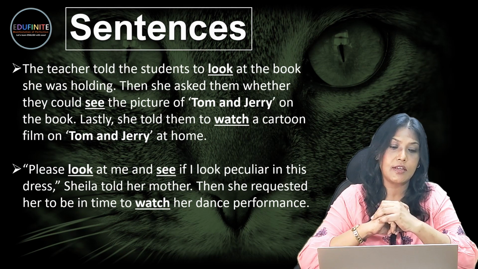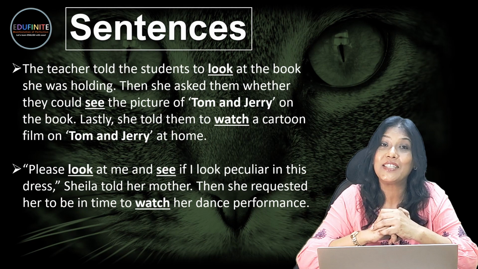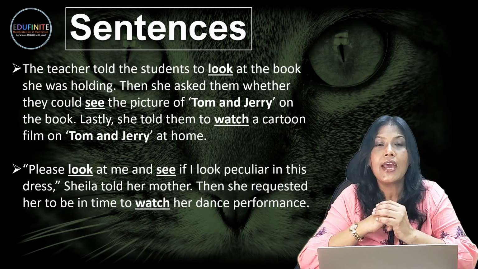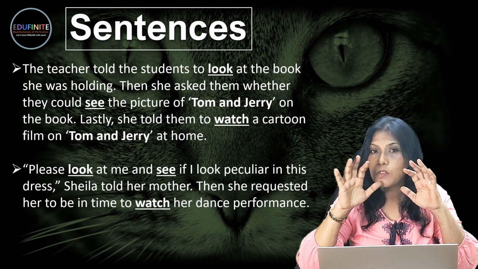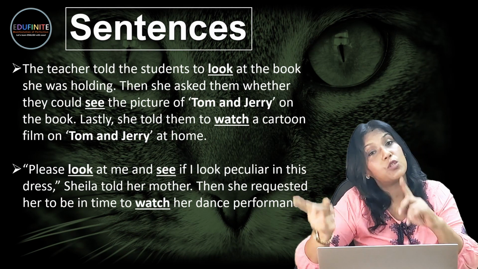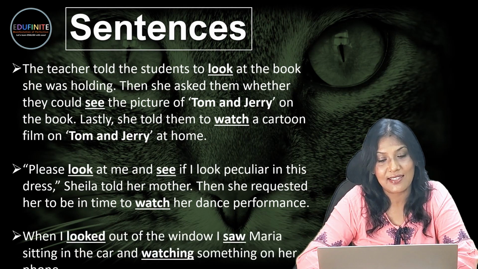Okay, next, what did she say? Then she requested her mother to be in time to watch her dance performance. So maybe she had a dance performance in the evening and she requested her mother to go and watch her performance, but to be in time to watch her performance. Okay, now the next sentence.